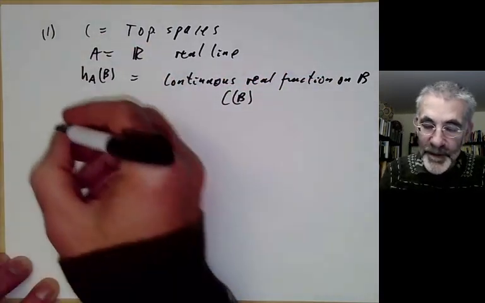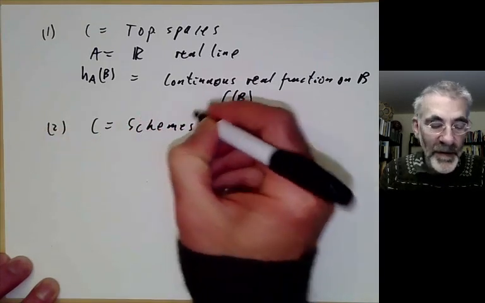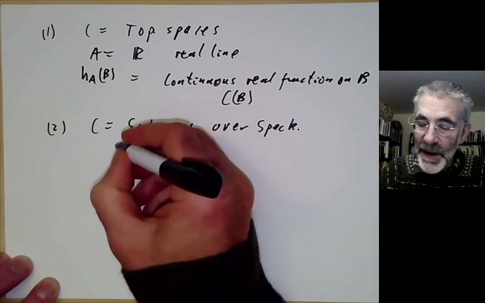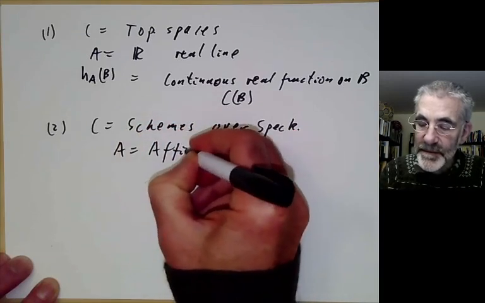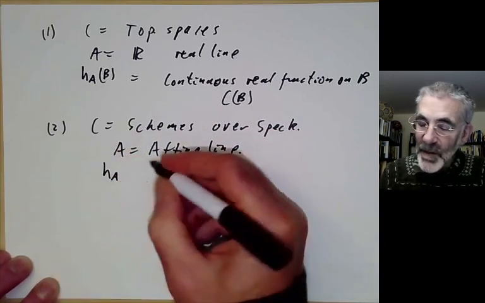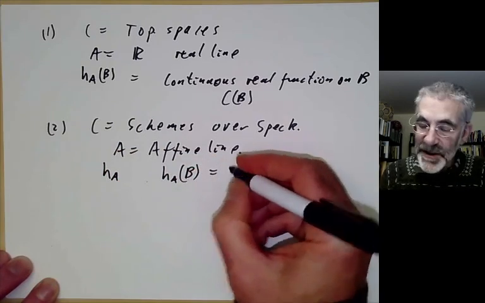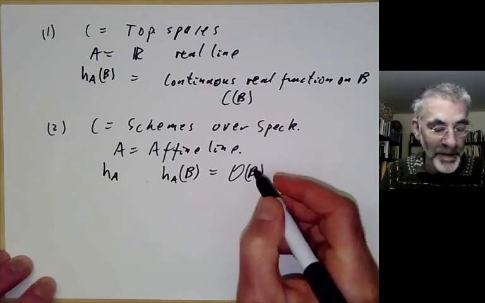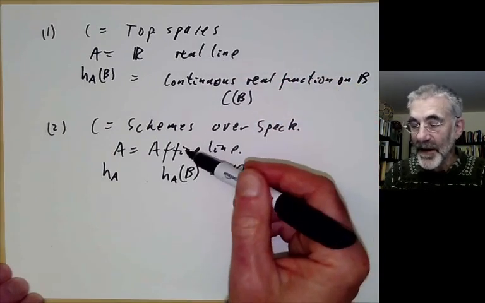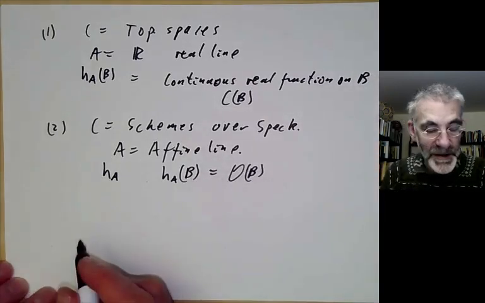although this has nothing to do with the C I'm using for a category. A very similar example, we can take C to be the category of schemes or varieties, if you like, over some field or over a spectrum of some field. And we can take A to be the affine line. And then we can ask, what is the functor H of A? Well, H of A of any scheme B is just the ring of regular functions on B. You notice these two examples are very similar. You've just replaced the real line with the affine line, and you replace continuous real valued functions on something with the regular functions on something.